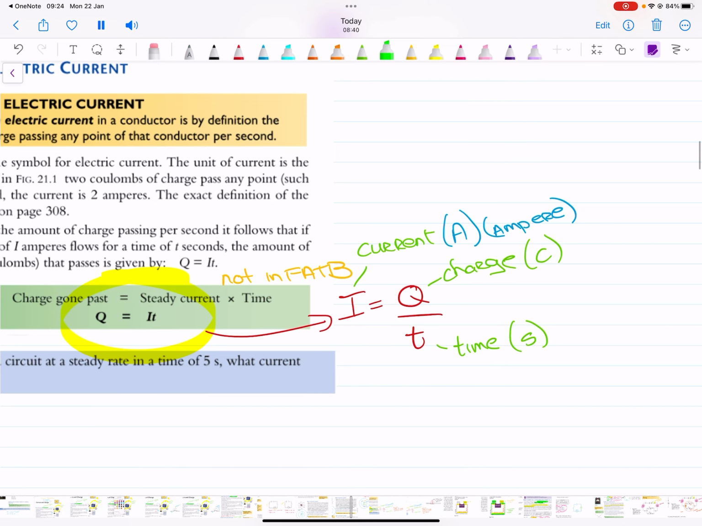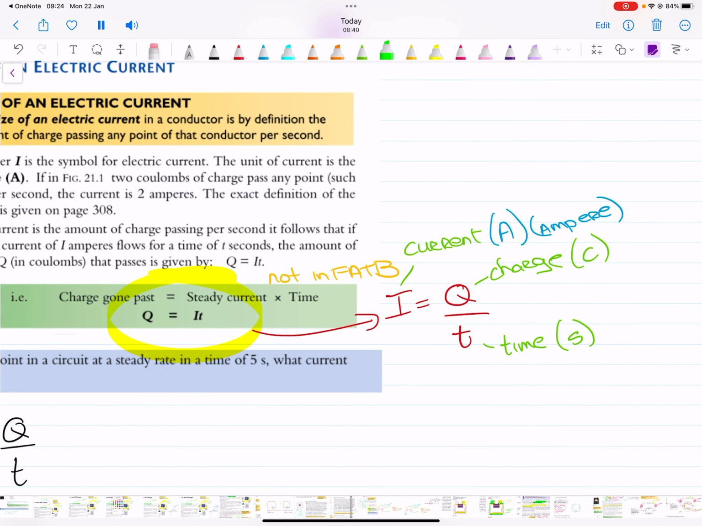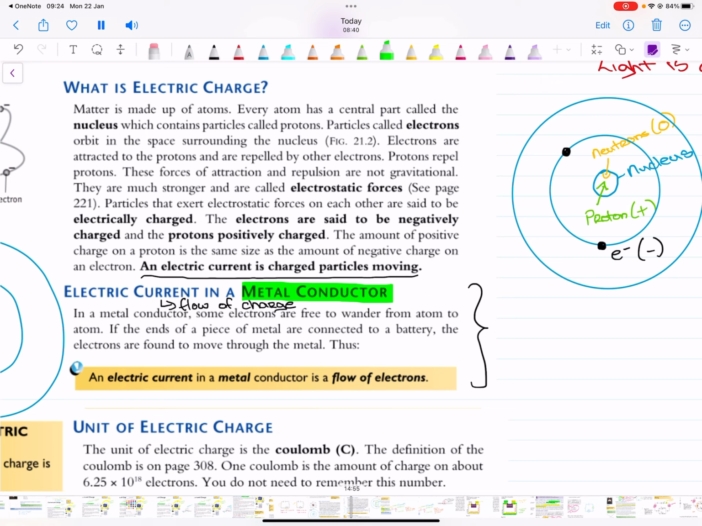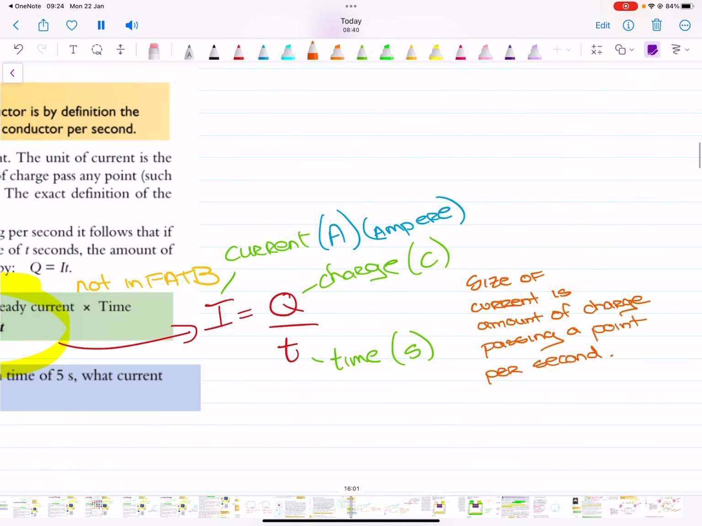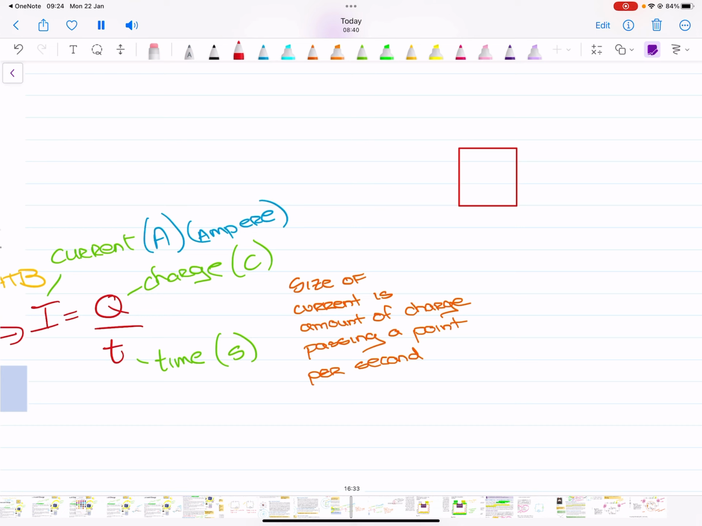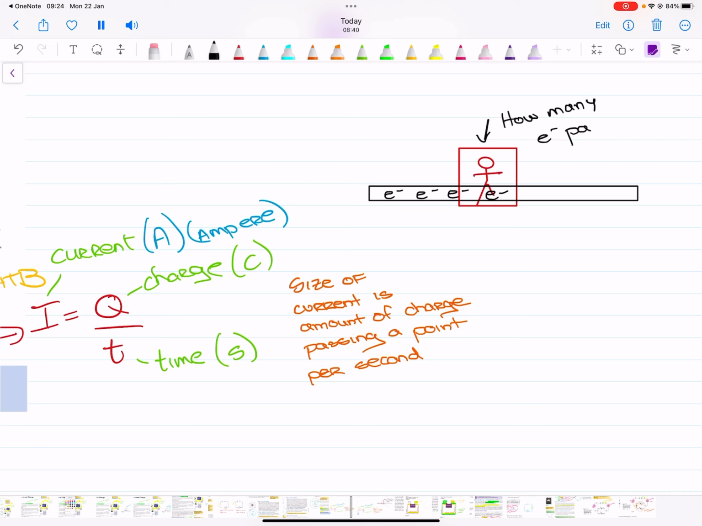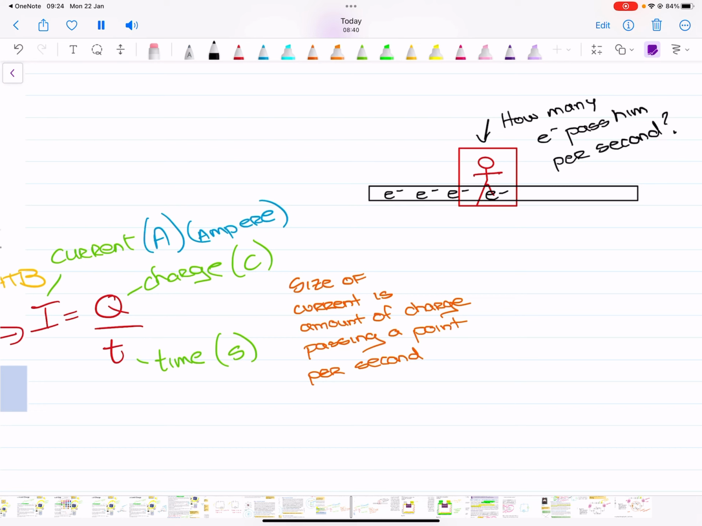The size of electric current, this is a formula: the size of the current is equal to the amount of charge passing a point per second. This is how I like to think of it. I like to think of the ammeter as a little toll booth operator, and the electrons pass him, and it's how many electrons pass him per second. If a lot of electrons pass him, you have a high current, and if not a lot pass him, you have a low current.